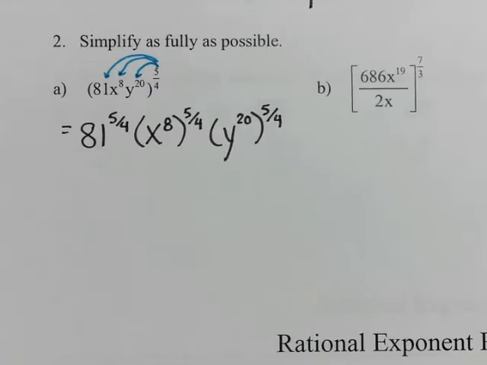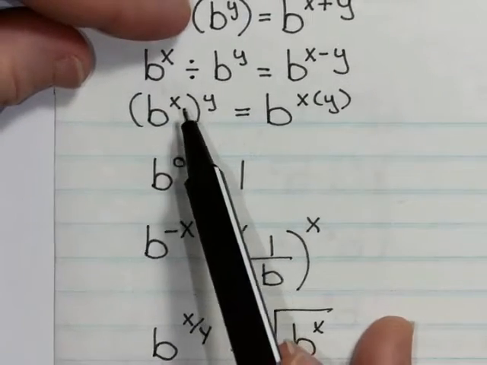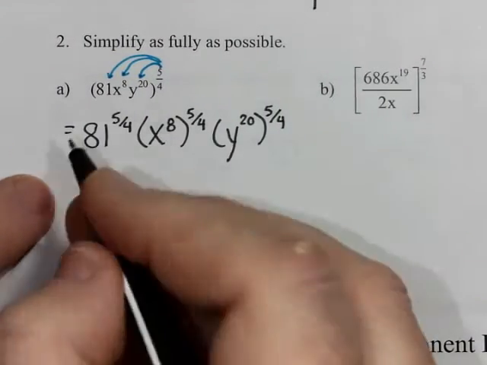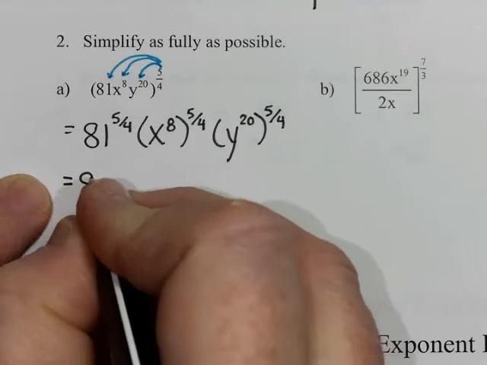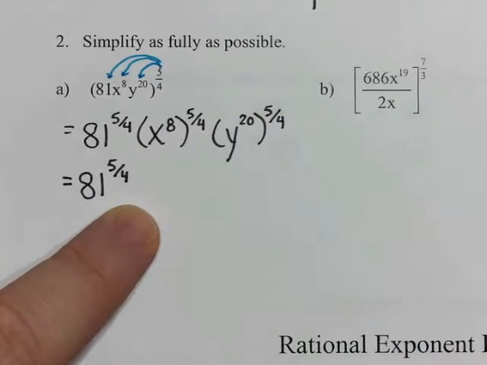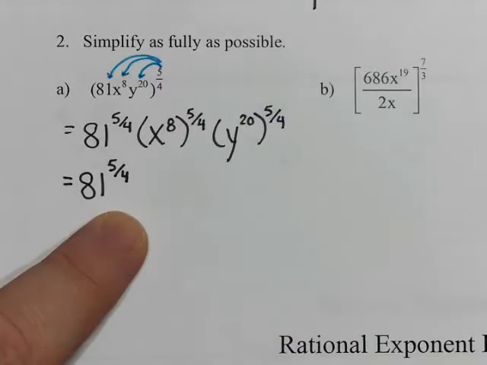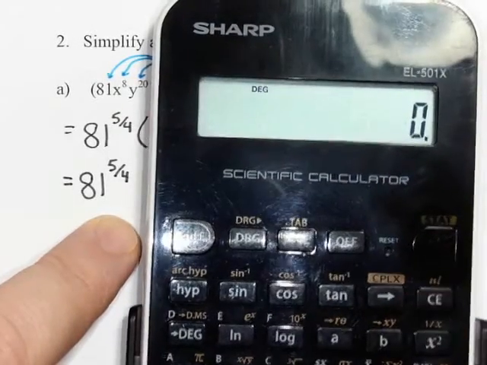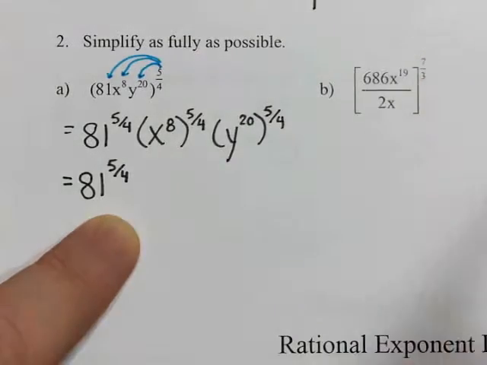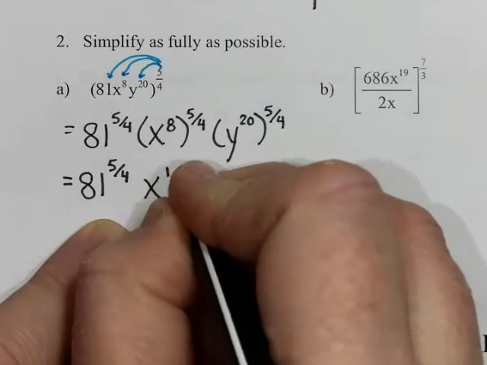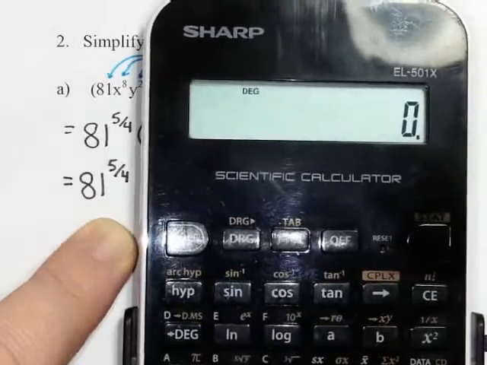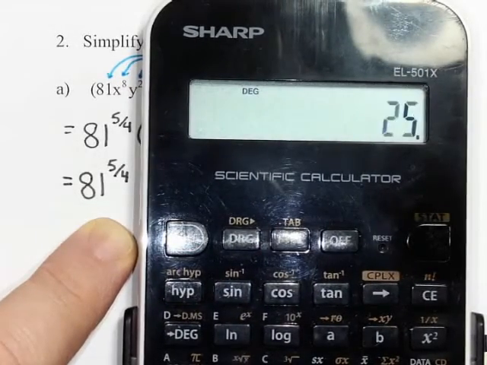And then I'm going to try to use my exponent law that says that when I have a power on a power, we multiply those exponents together. Now, that's not the case with the 81, so we're going to leave that for a moment. It only has the one exponent. But this one has 2 exponents. So I'm going to multiply 8 times 5 divided by 4. So 8 times 5 divided by 4 is 10. So this is going to be x to the power of 10. And then 20 times 5 divided by 4 is 25.